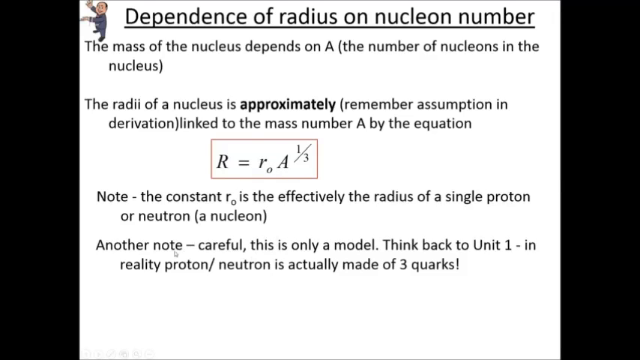All right, and remember that this is only a model. If you think right back into year 12 physics, the proton or neutron is really made of three dense points, and those three dense points being quarks.